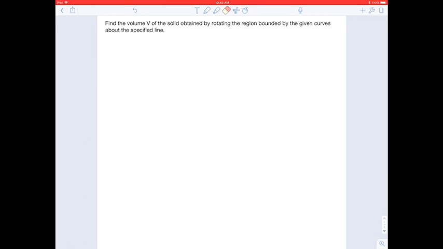Find the volume V of the solid obtained by rotating a region bounded by the given curves about the specified line. And we do have two curves given. The first one is y equals x squared. The second one is x equals y squared. And the line of rotation is the line y equals 1.